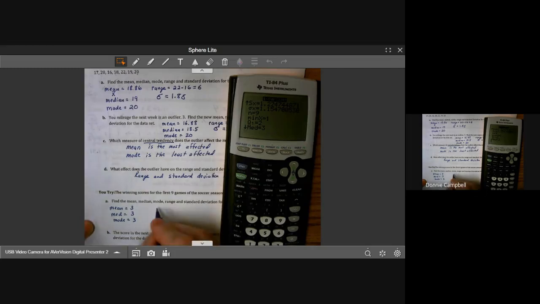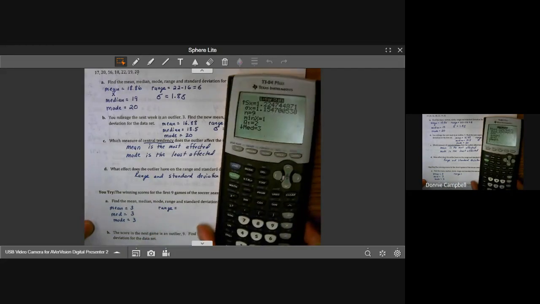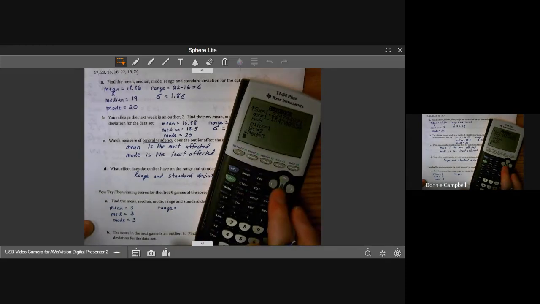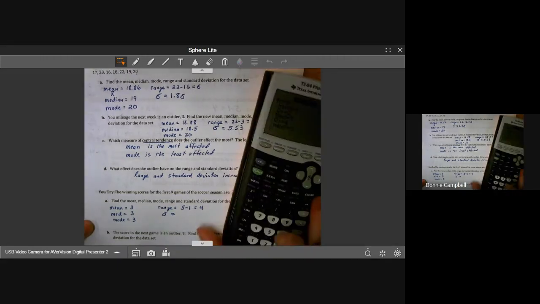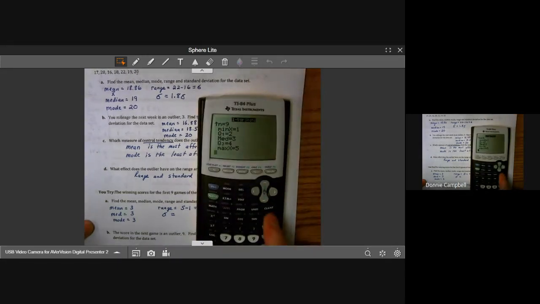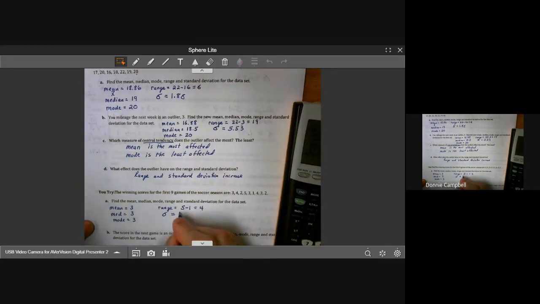Okay. Your range is your biggest number, which is 5, minus your smallest number, which is 1. So it's 5 minus 1, which is 4. And then your standard deviation, as I arrow down, I have to go back up to see it, is this one right here, which is 1.15.